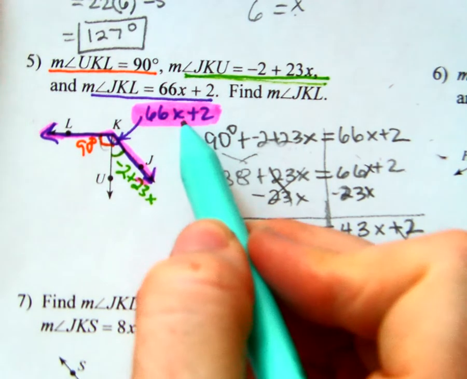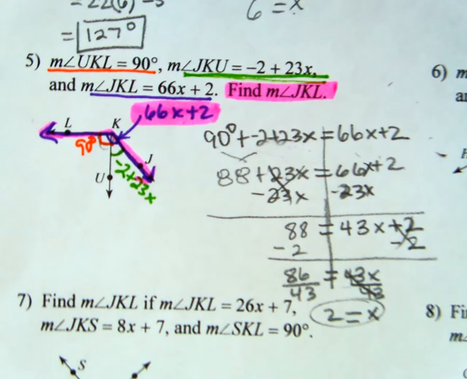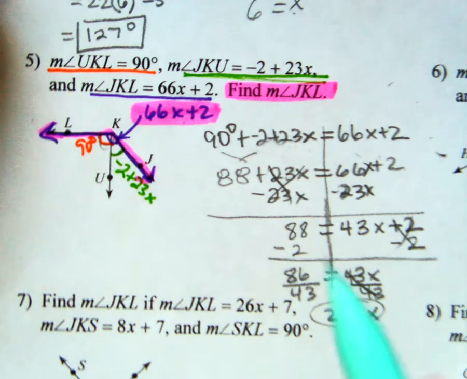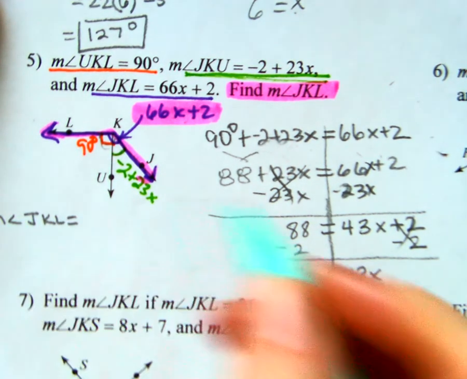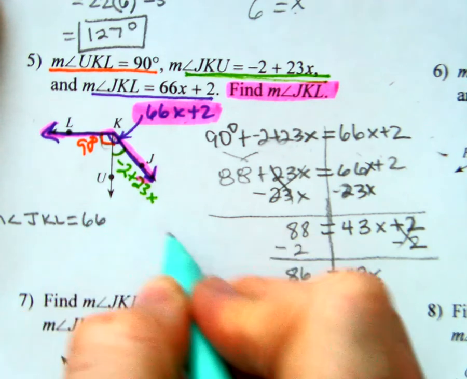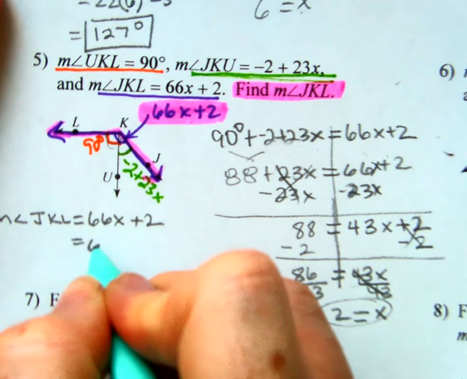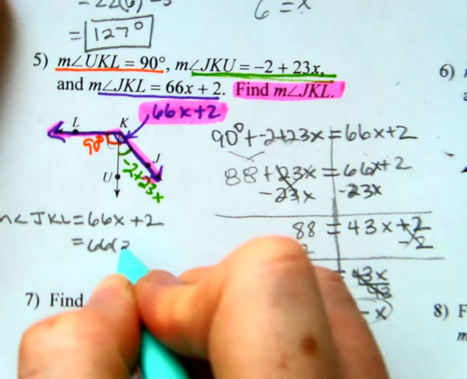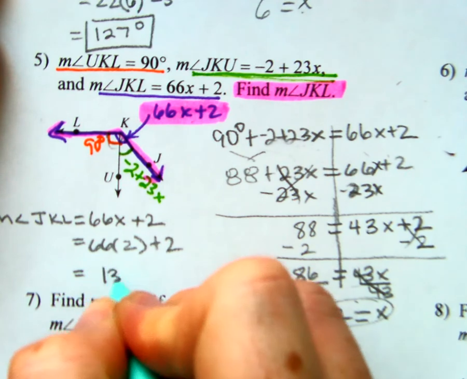But again, while I do need x, it's not my final answer. So I come back up here and I remind myself, what am I finding? I'm finding JKL, the measure of JKL. And the measure of angle JKL can be found by taking 66, multiplying it by x, and adding 2 to it. So that's going to be 66 times my x, which was 2, plus 2. And 66 times 2 is 132, and 2 more makes 134. So that would be 134 degrees.